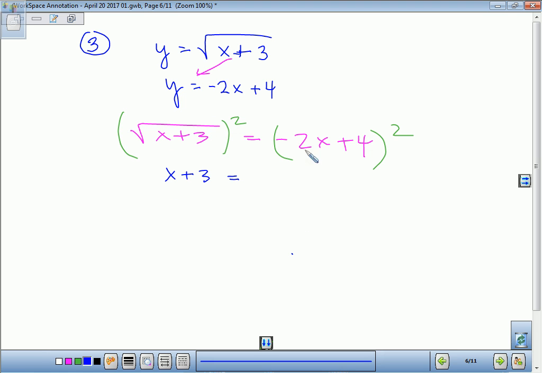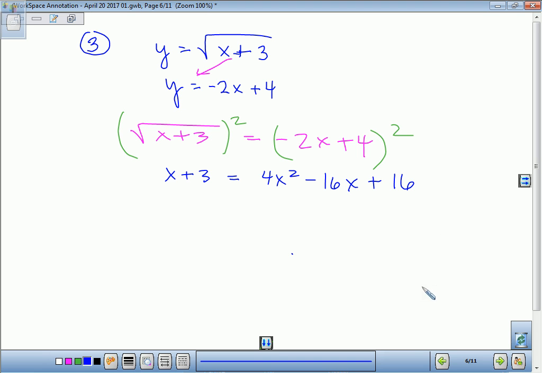On that side, we have negative 2x squared, so we square the first: negative 2x squared is positive 4x squared. And then we double the product. The product is negative 8x, so we double it, negative 16x. And then we square the last. Square the first, double the product, square the last. We did this at the beginning of the semester. Got it now.